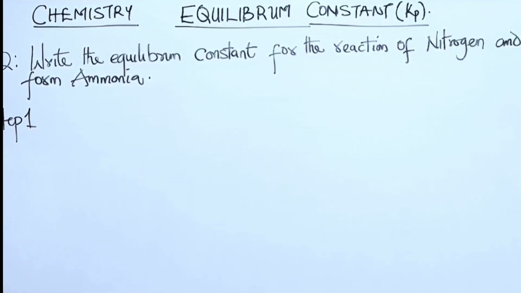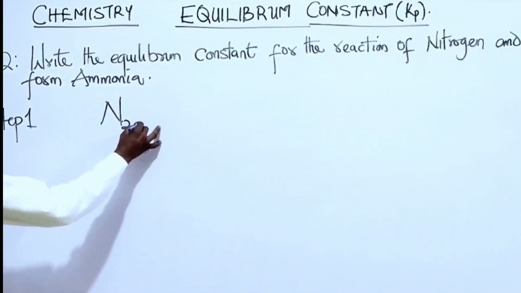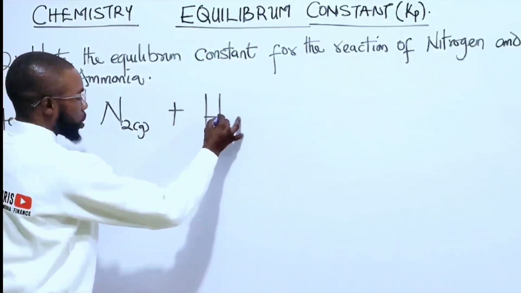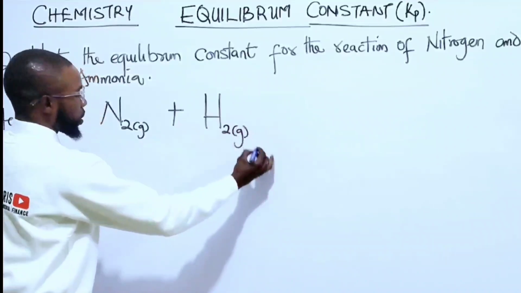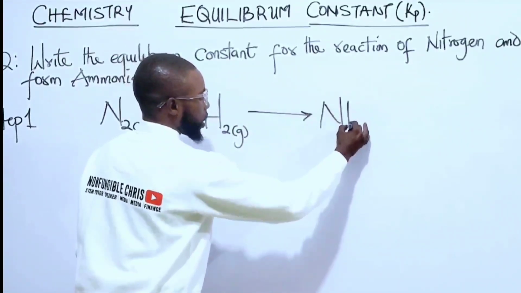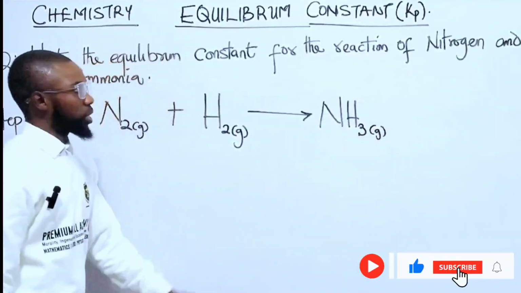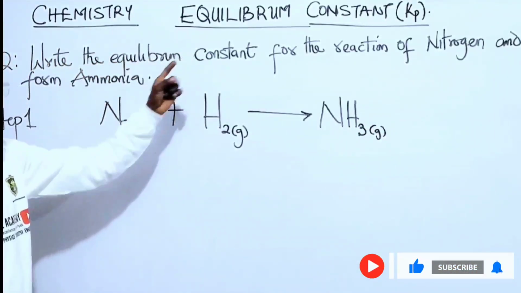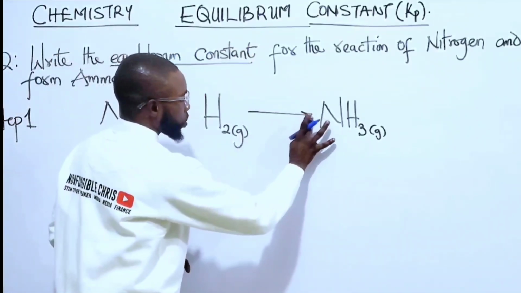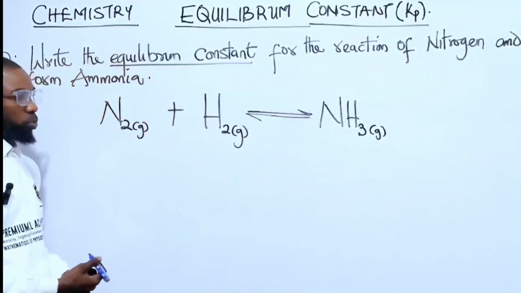Let's write the equation of our nitrogen. We have our N2, which appears as a gas, plus hydrogen, which is H2, which also appears as a gas, to give us ammonia, which is NH3, which also appears as a gas. And since we have an equilibrium constant for that, since it's an equilibrium equation, it's both a forward and a backward reaction.